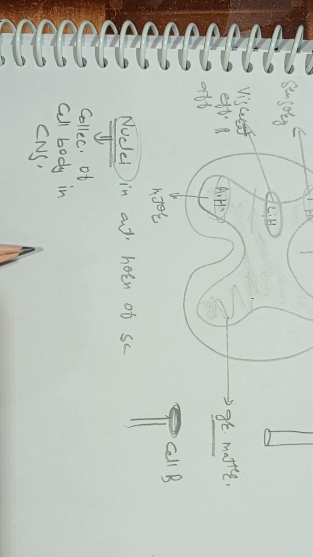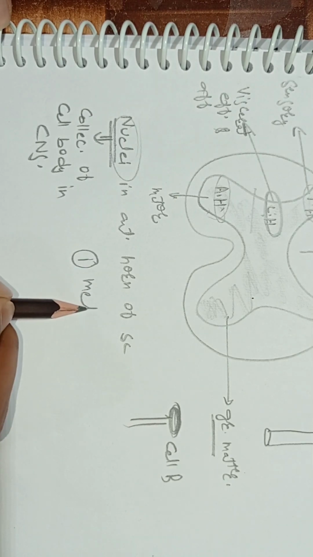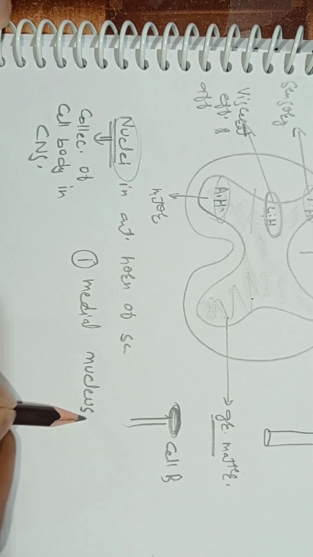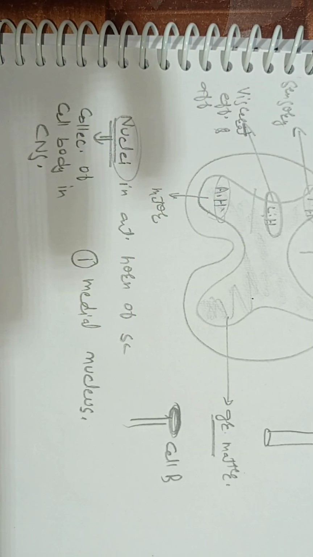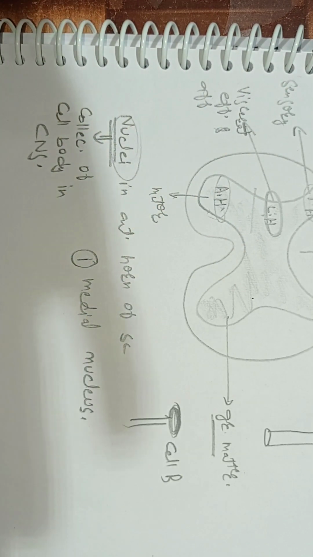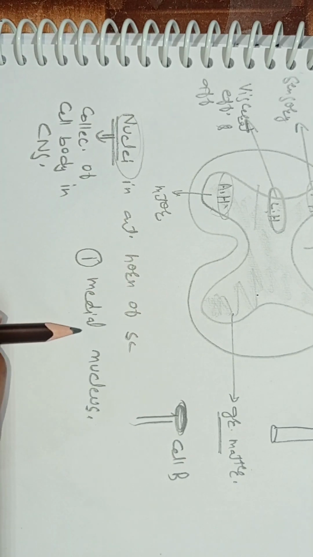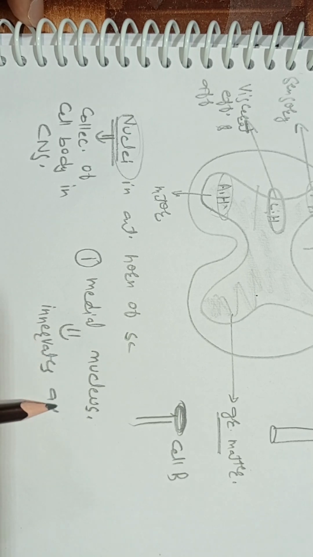Now moving forward, nuclei in the anterior horn of the spinal cord. We have three nuclei in the anterior horn. Number one is the medial nucleus. What is the function of this medial nucleus? It innervates axial muscles.